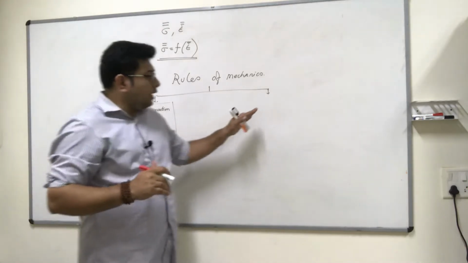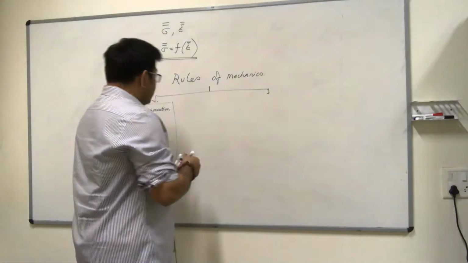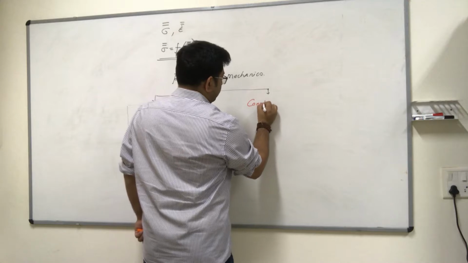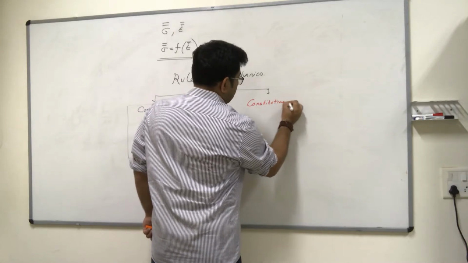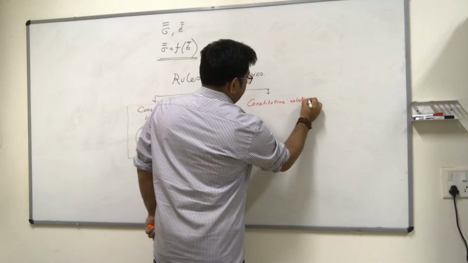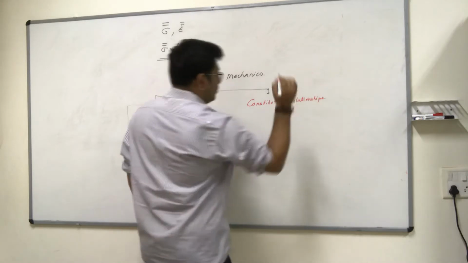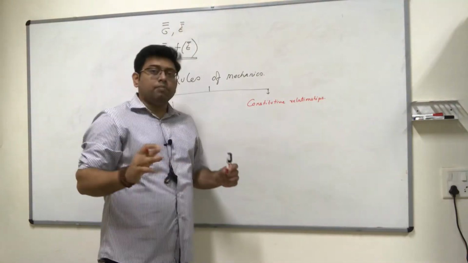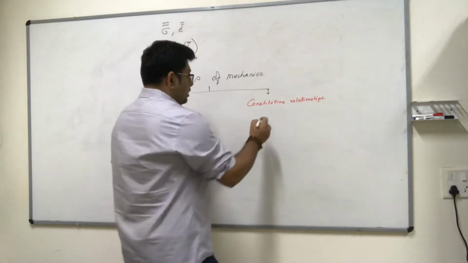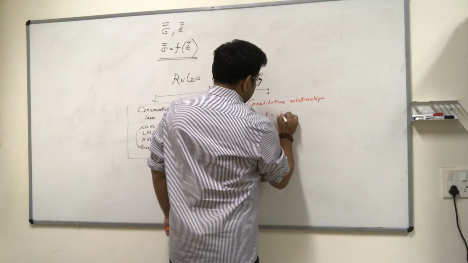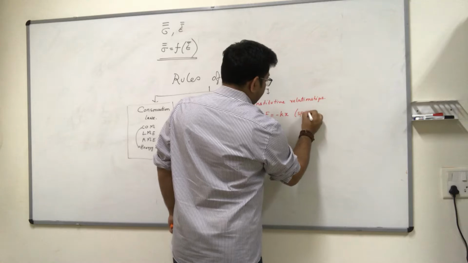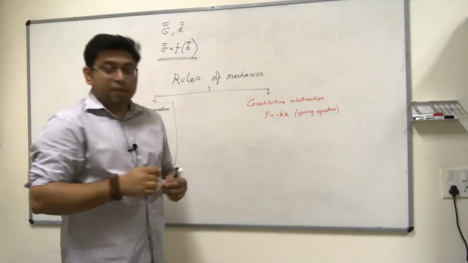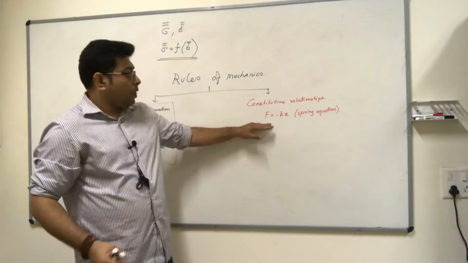But then on the other side, there are also other relationships which are called the constitutive relationships. Constitutive relationship, what is an example? One example I'm sure you guys are familiar with is the spring equation, F equal to minus kx. I'd be surprised if any of you do not know this.